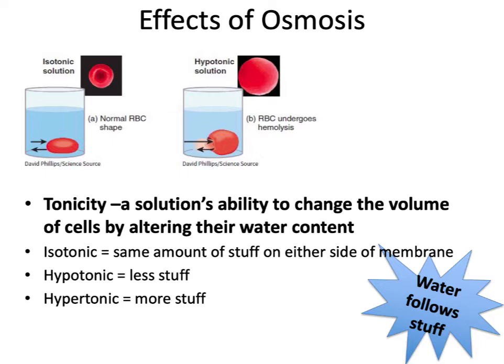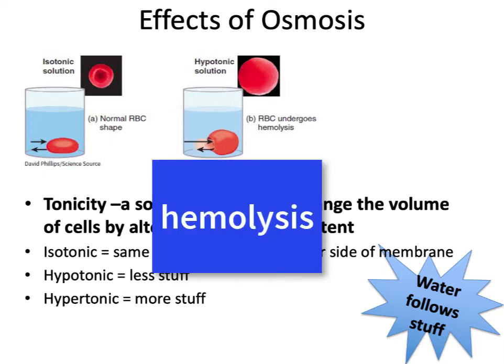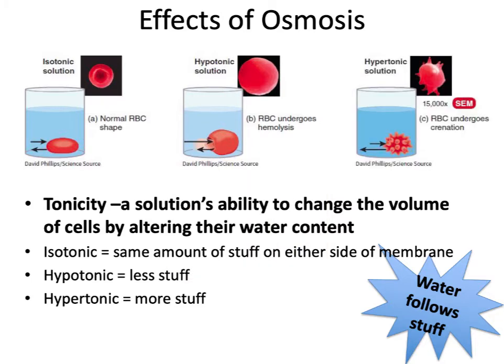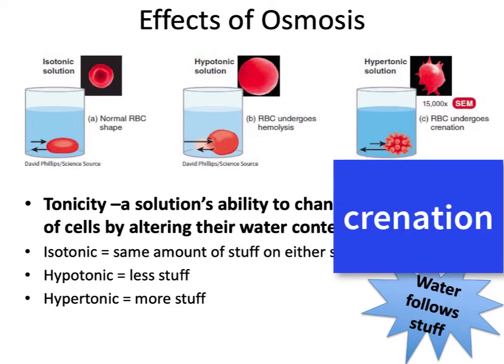This can result in the cell swelling and perhaps bursting. When a red blood cell bursts, it is called hemolysis. However, in a hypertonic solution, there is more stuff outside the cell than inside the cell, and the water will leave the cell to follow the stuff. The cell will shrivel in a process called crenation, also not so great for the cell.